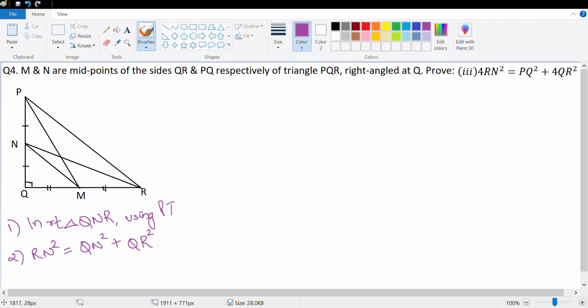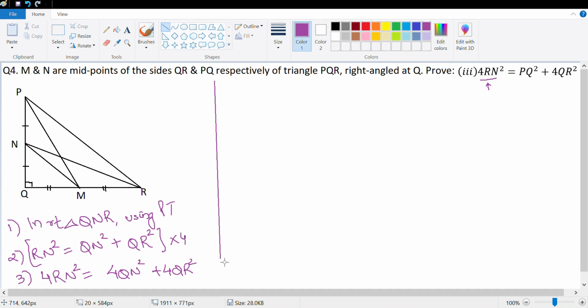Perfect. They want 4 times RN square, which means let's multiply both sides by 4, which means I get 4RN square is equal to 4QN square plus 4QR square. Now let's check what we've got. So I've got 4RN square already on my left hand side. They want 4QR square. I've got 4QR square as well, which means all I need to do is convert 4QN square into PQ square.